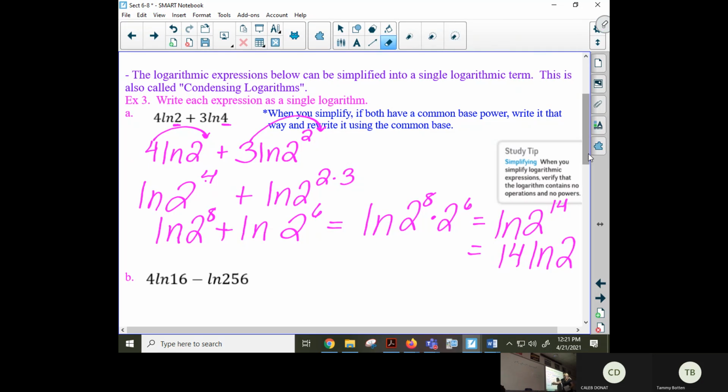So then I would have natural log of 2 to the 4th. And then this is a 4. Sorry about that. And this is a 6. So then here we would get a 10. And here we'd get a 10. That is our answer. Okay.